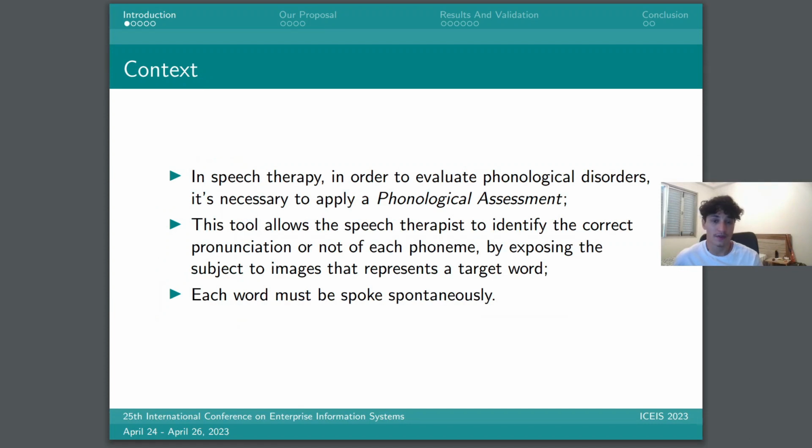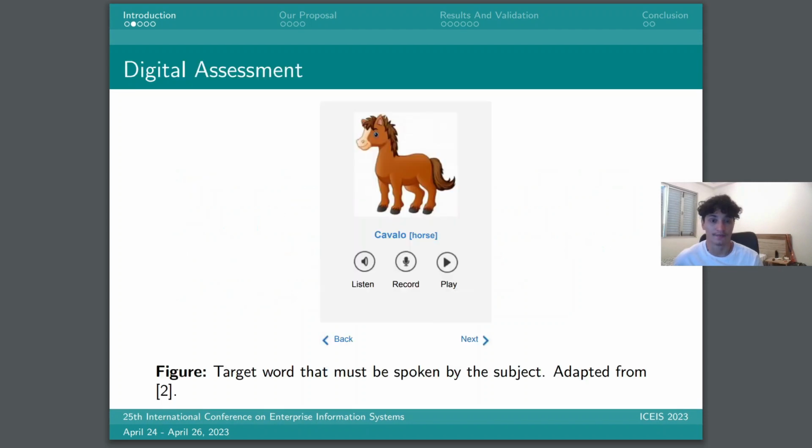So, in the domain of speech therapy, in order to evaluate phonological disorders, it is necessary to apply a phonological assessment. A phonological assessment is a tool that allows the speech therapist to identify the correct pronunciation of each phoneme by exposing the subject to images that represent a target word. A target word must be spoken naturally.